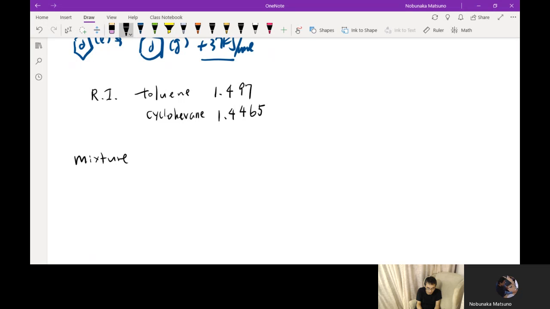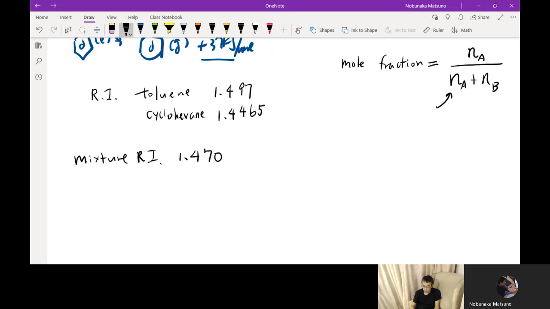happens to have a refractive index of, let's say, 1.470 or something. So then it's a mixture of these two, and each one is based on mole fraction. Remember mole fraction: the mole fraction of species A is based on the number of total moles.